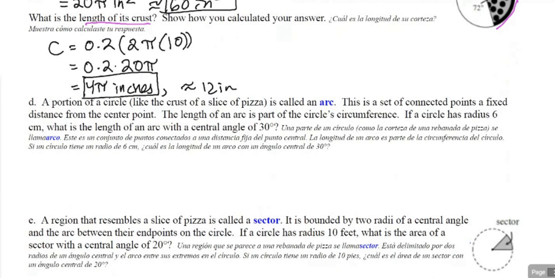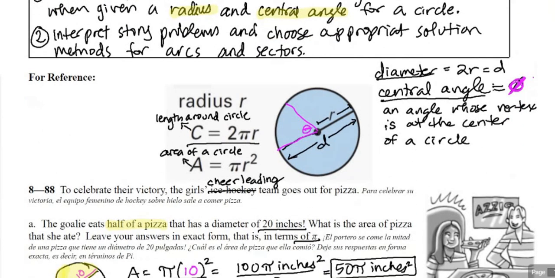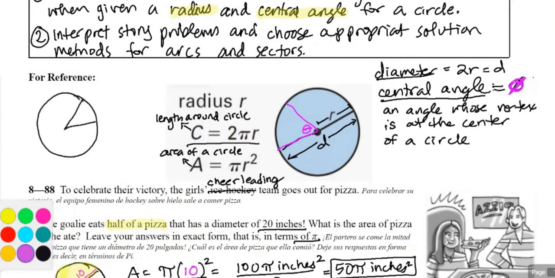You keep going. Now we're defining these things. An arc is just a piece of the edge of a circle, and we talk about it in terms of its central angle. Let's add that to our references up top. I'm going to draw another circle. I'll have my central angle again. This is an arc.